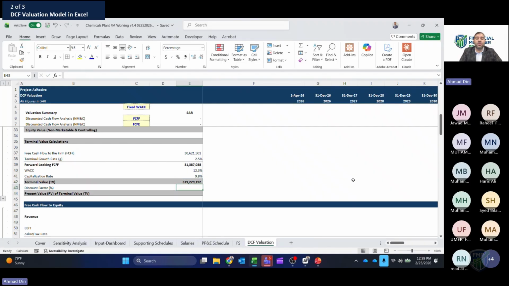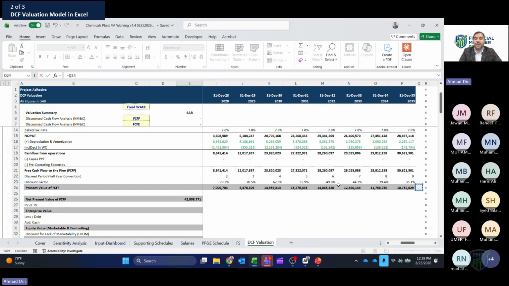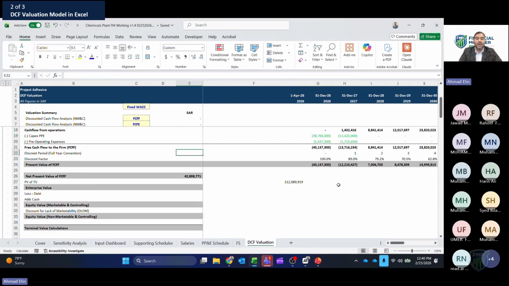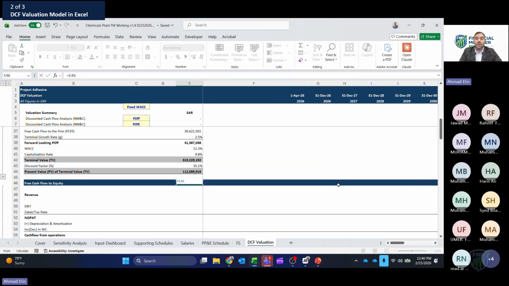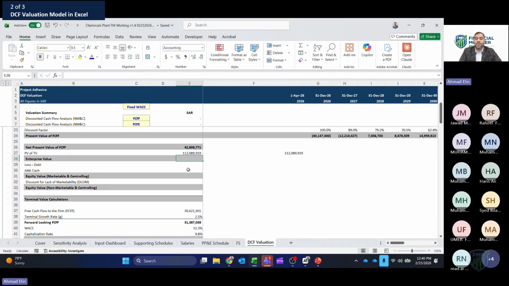Okay. In both methods we get the same terminal value, but here we break it down into steps, with the terminal value and the discount factor. So we will have a present value, and we add it to our present value of FCFF. Now we get the net present value of FCFF plus the present value of terminal value, and we have the enterprise value of the business.